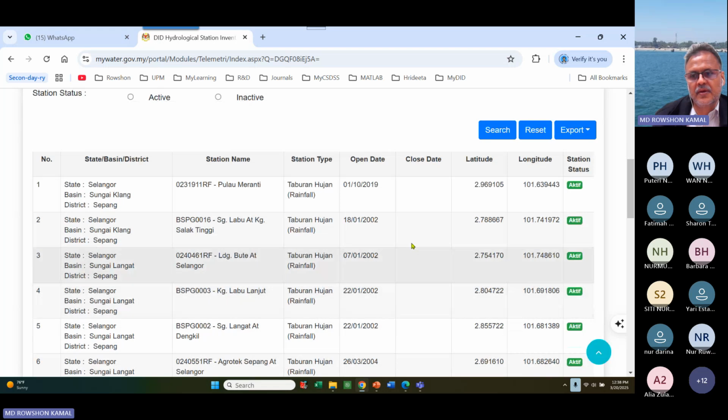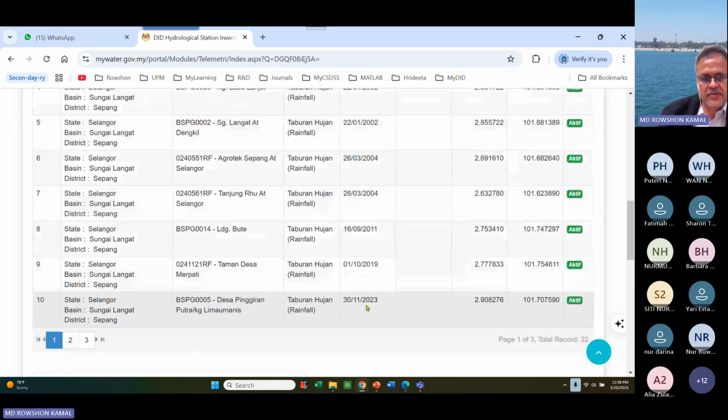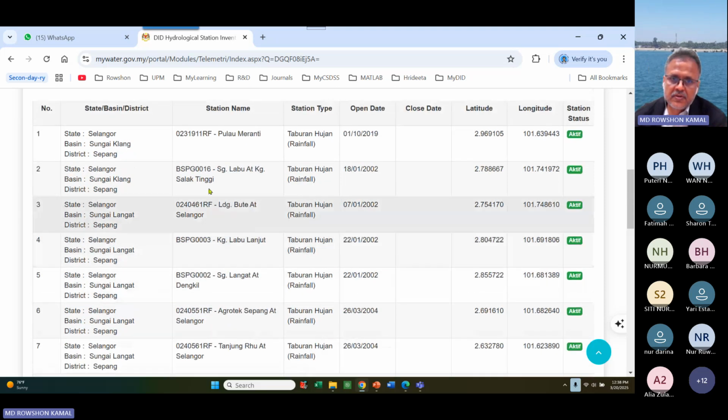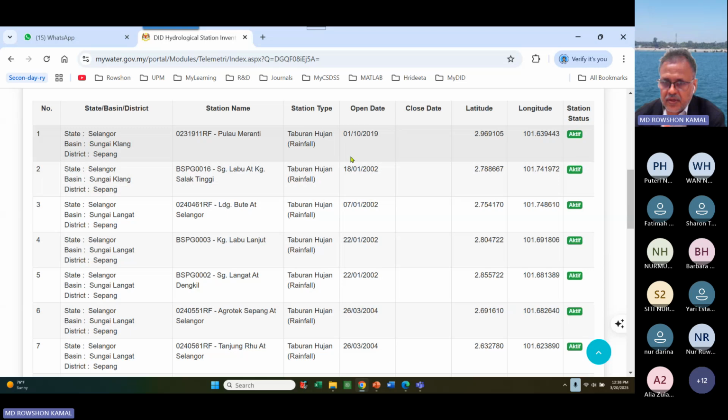Right. And then you can see whether it is active, and the location, longitude and latitude. When it started, 2002. Some are before, some are new stations. So if you need data for some particular area, you can give the search, find your area, then collect the station name. This is called the station name, and then you have to see how long a record you need.